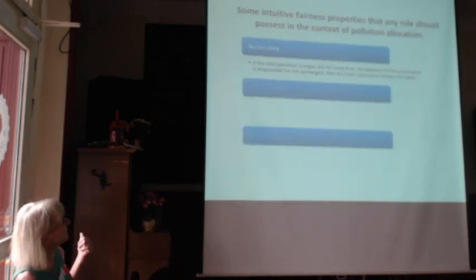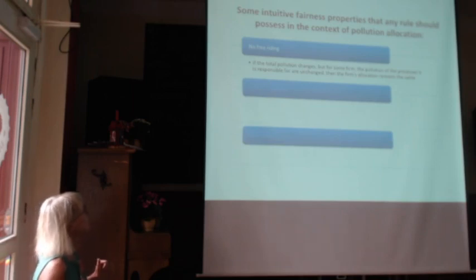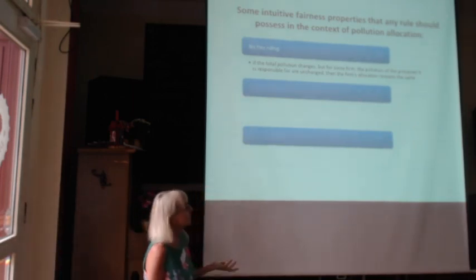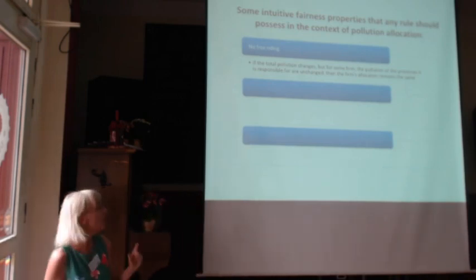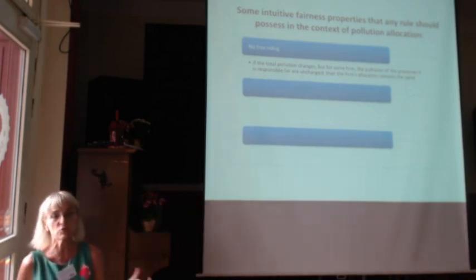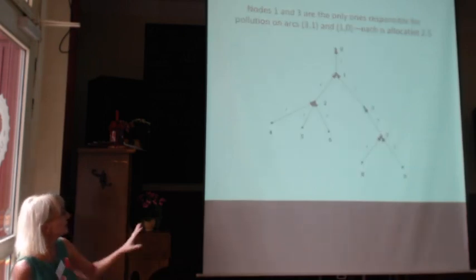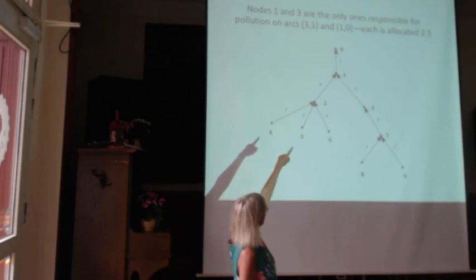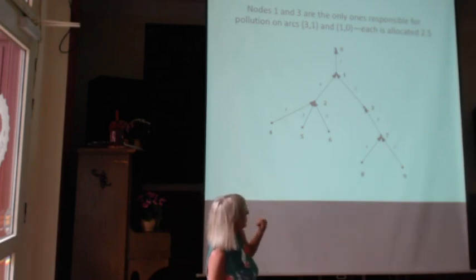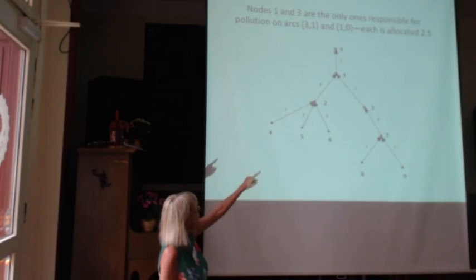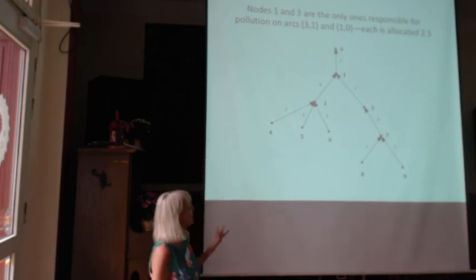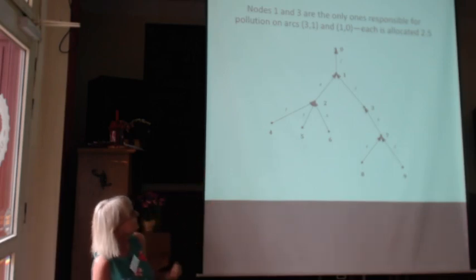And so our first thing was no free ride. What we wanted is, if the total pollution changes but for some firms nothing changed, those firms for which nothing changed should not benefit from this. So for instance, let's say this is the original graph, and let's say that nodes 3 and 1 are the only ones responsible for the emissions of 3 and 2 on the path from 3 to 1 to 0. Now, in this case, let's say they split this weight equally, so 5 split in 2, each is getting 2.5.